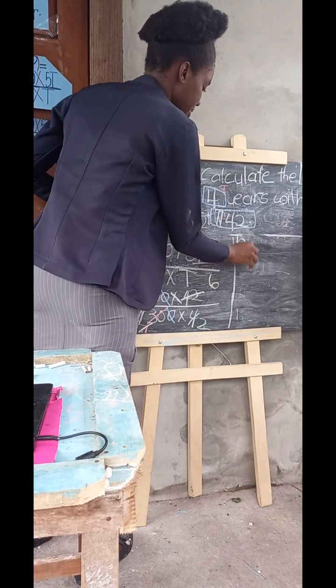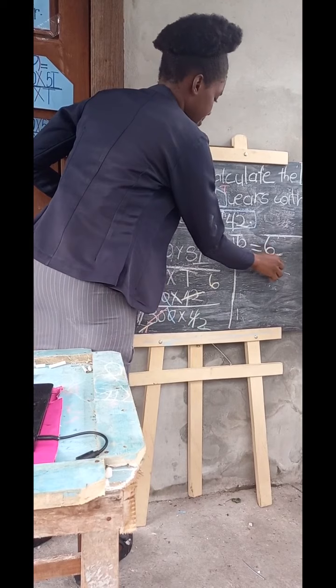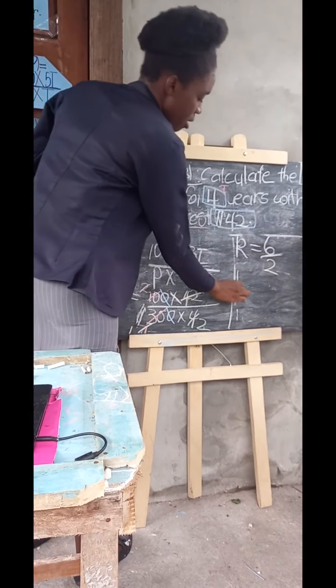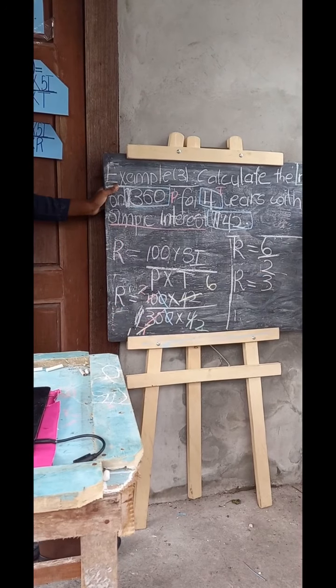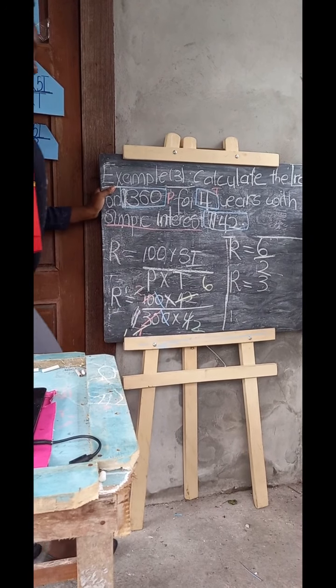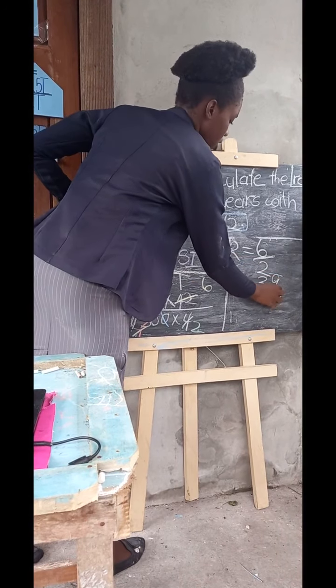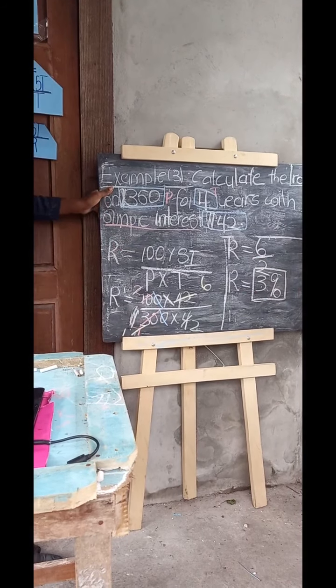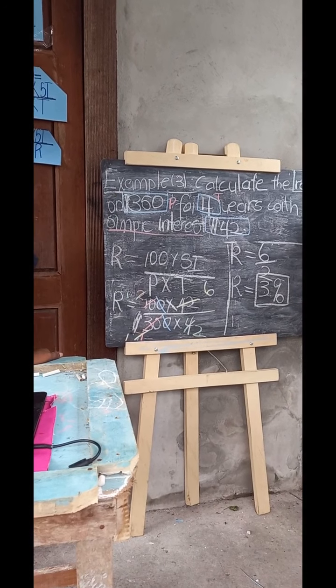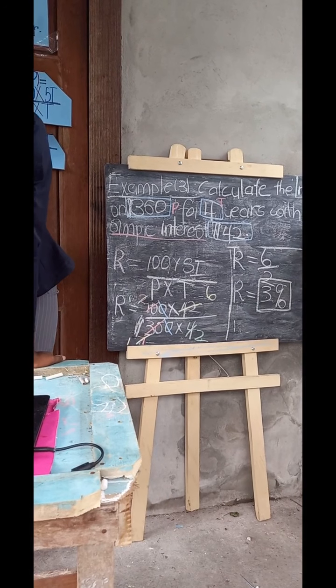So, rate is going to equal 6 divided by 2. We have 3. Right? And rate is always in percentage. So, 3%. Is that clear? Any questions?